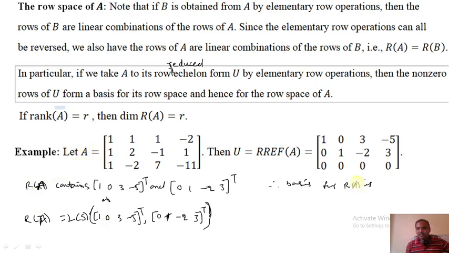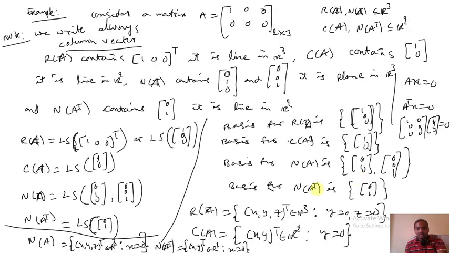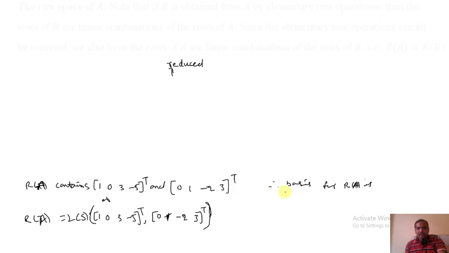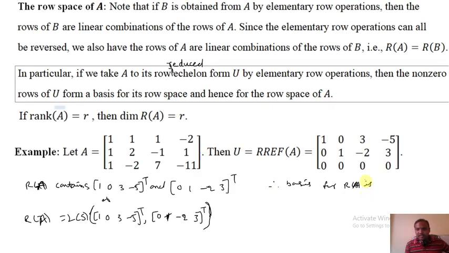The basis for R(A^T) is the row vectors. You can write them using transpose, or directly as columns: (1, 0, 3, -5) and (0, 1, -2, 3). This is the basis set for the row space.